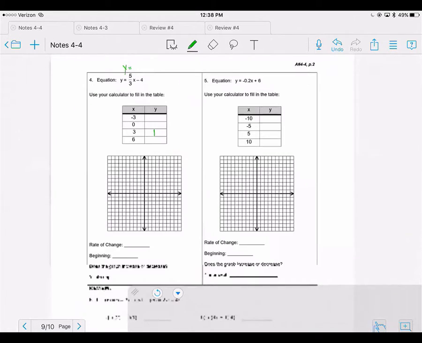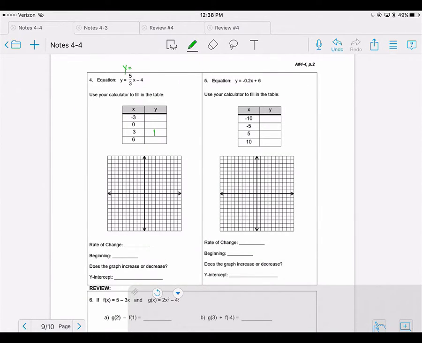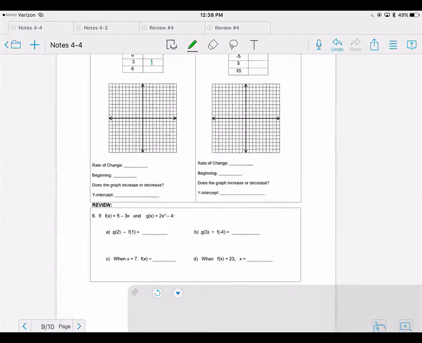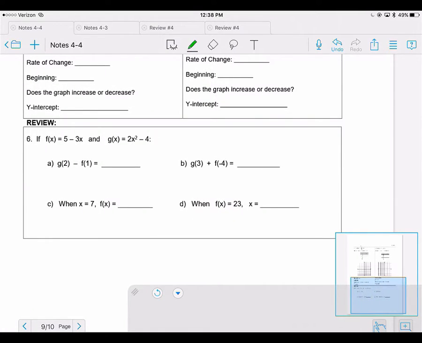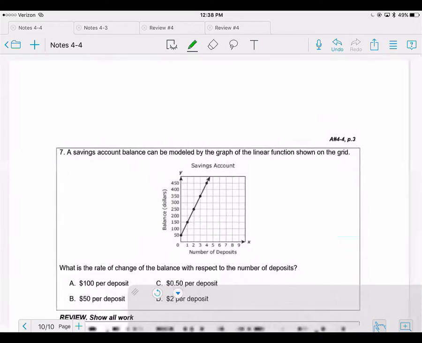From there, you can graph using your table, plot those points and put your line together, or you can use your equation to graph. I don't really care, but use one of them well. 6 is a review like problem 3 was, but they're just taking it a step further, so make sure you write out as much as you can.